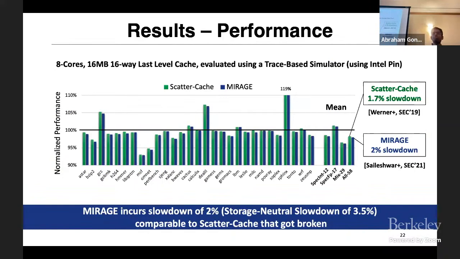For understanding the impact on performance, we modeled this in a trace-based simulator and compared it with a prior defense, scatter cache, that got broken by a new attack. On the y-axis, we show normalized performance. On average, Mirage incurs about a 2% slowdown across a bunch of workloads, which is similar to scatter cache, which also incurs about 1.7% slowdown.